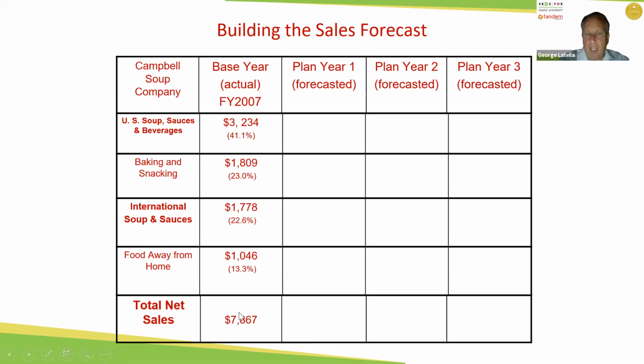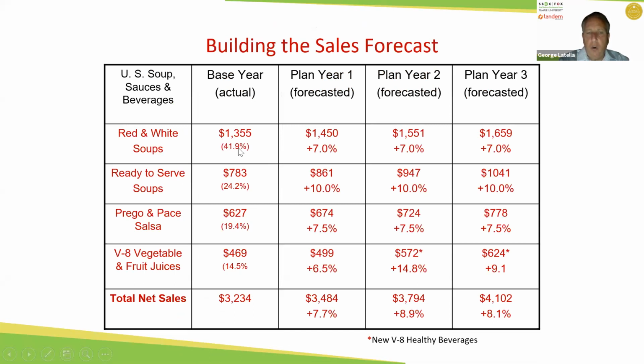They're an $8 billion company. They know what these represent on a percentage basis. And then they're able to go back and say, for something like red and white soup, do we think that's going to grow? They actually have historical data. So if you have data, this is how you would forecast with data. Is soup going to grow? 7%, 7%, 7%. Prego and pasta salsa is going to grow a little faster. V8 vegetable juice is going to grow a lot faster. And there's reasons, obviously, why they know these different categories are going to grow. But you can do it this way as well.